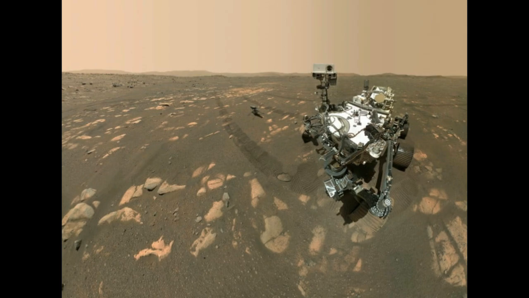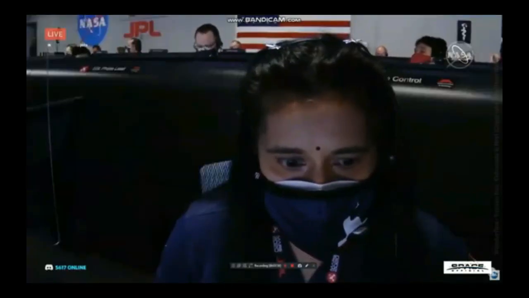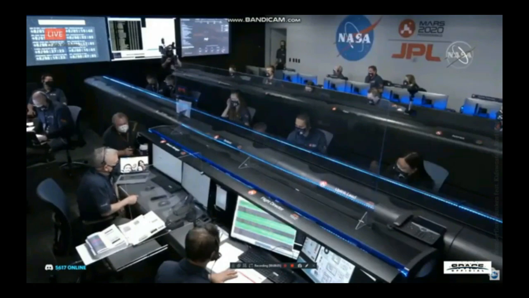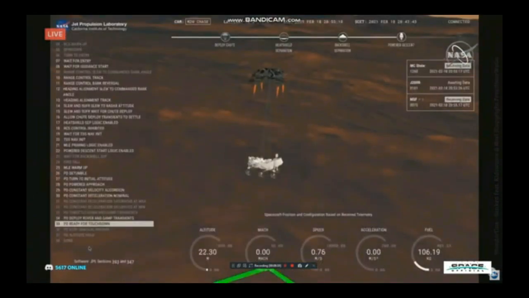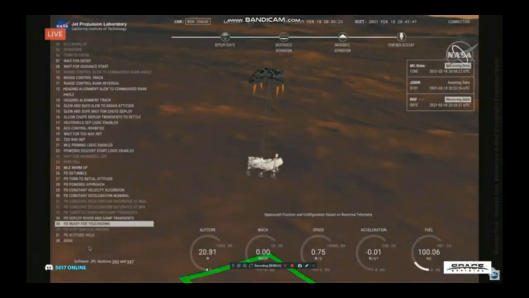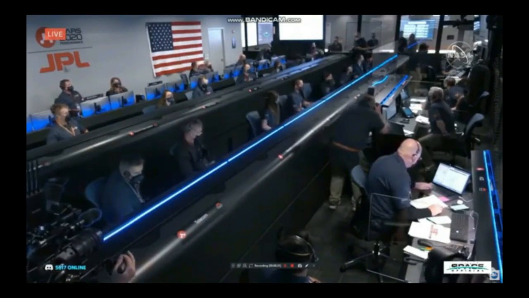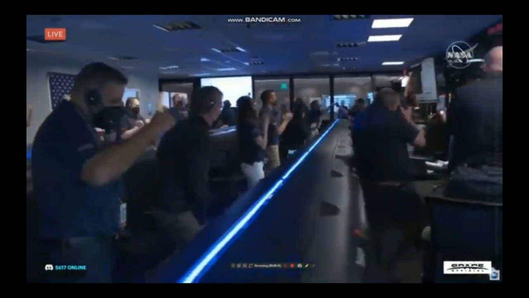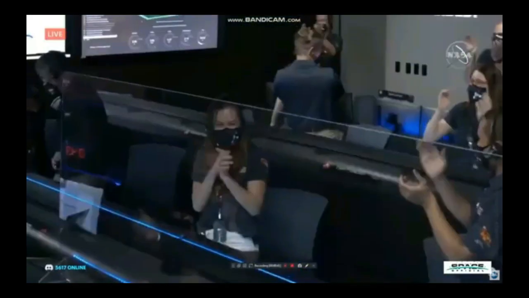We're conducting the sky crane. About to conduct the sky crane maneuver. We lost direct earth to tilt. Sound confirmed. Perseverance, safely on the surface of Mars, ready to begin seeking the signs of past life.